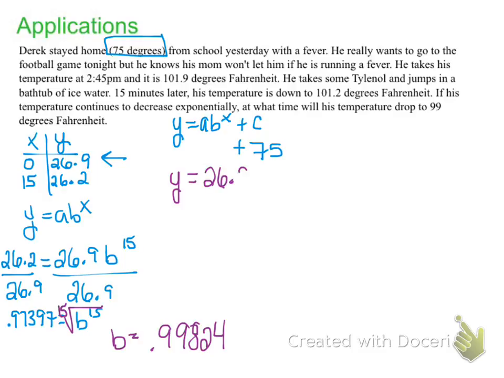So I have my equation of y equals my a value, which we can get from the table, which is 26.9, times my b value, which we just solved for, which is 0.99824, to the x power plus the 75.